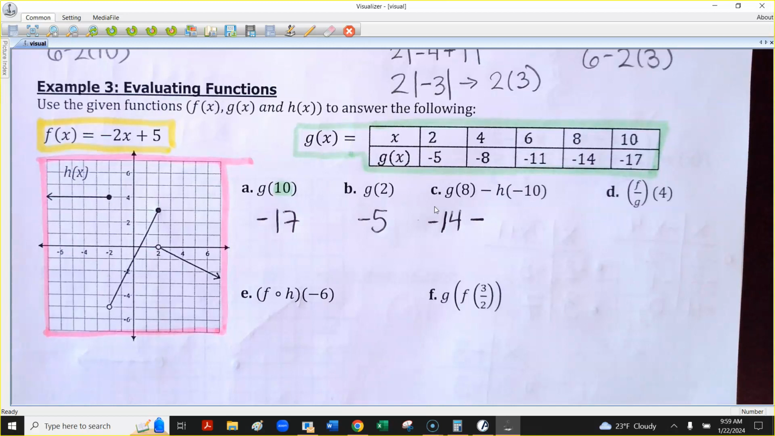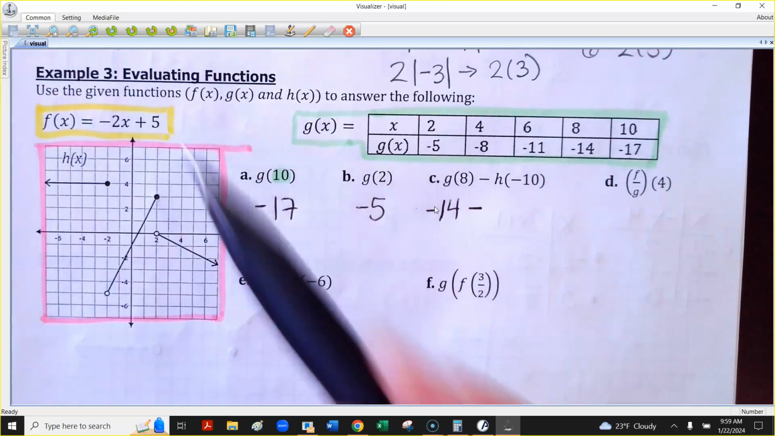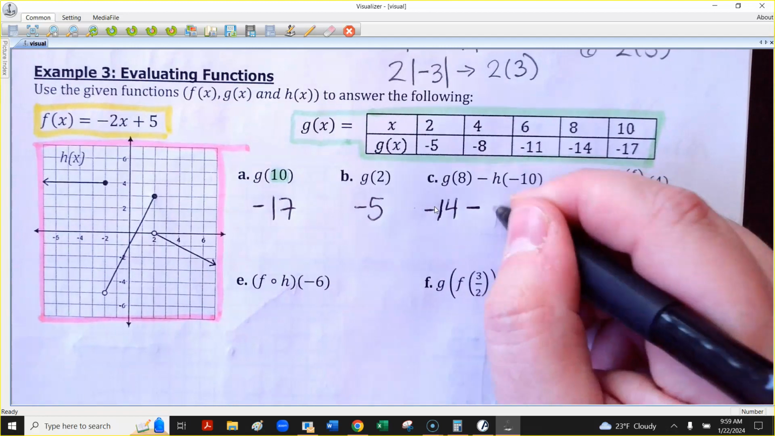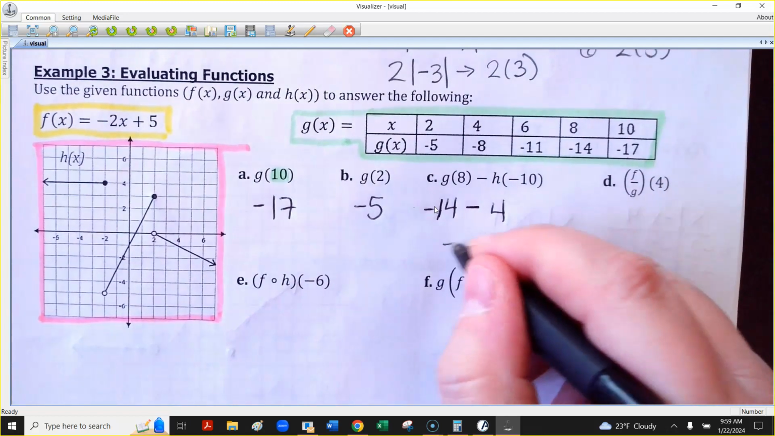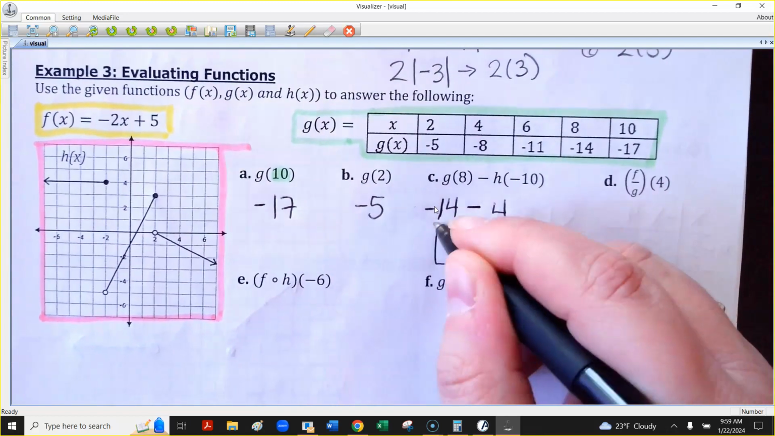Yeah, this would just keep going forever. It's just pointed that way. So that's on 4, so this would be 4. Subtract those 2 guys. So my answer for that would be -18.